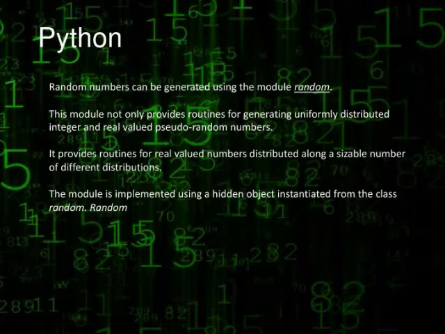The module is implemented using a hidden object instantiated from the class random.Random. The functions in the module simply invoke the corresponding methods in this object. The Random class itself is organized in a manner similar to Java's Random class, whereby, if you recall, all the methods for generating random values depend on the method next. In Python's case, the core method's name is random, and it generates real-valued numbers in the range of 0 to 1.